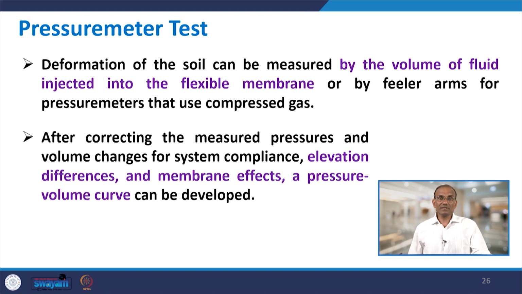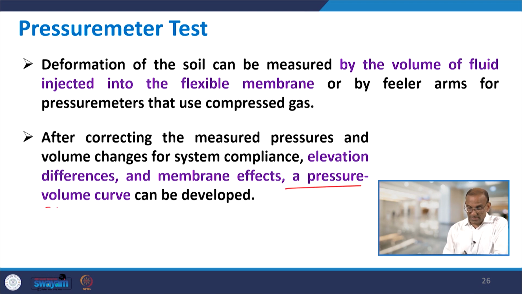Deformation of the soil can be measured by the volume of fluid which is injected into the flexible membrane, or by feeler arms for pressure meters that use compressed gas. After correcting the measured pressures and volume changes for system compliance, elevation difference and membrane effects, a pressure volume curve can be developed. The output of the pressure meter will be a pressure volume curve, because a fluid is used, and the volume of that fluid is used for the measurement of the pressure.